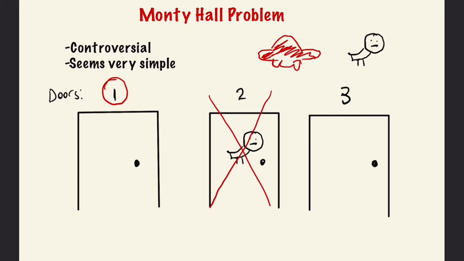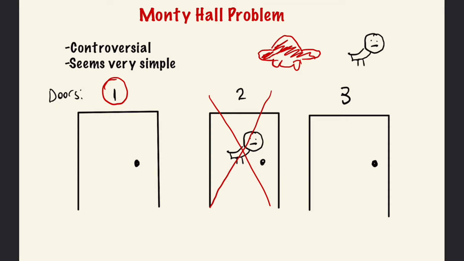Now, the question is, is there a strategy behind this? Are the odds of having the car behind your door better if you switch? Or are the odds better if you stay with door number 1? Or does it matter at all? Now that is the question.